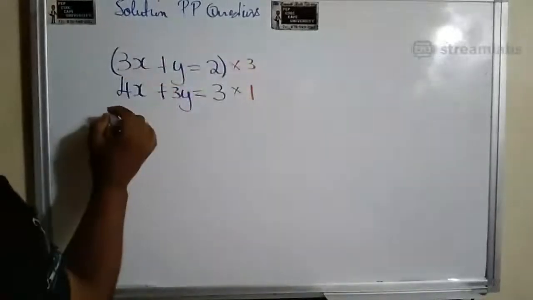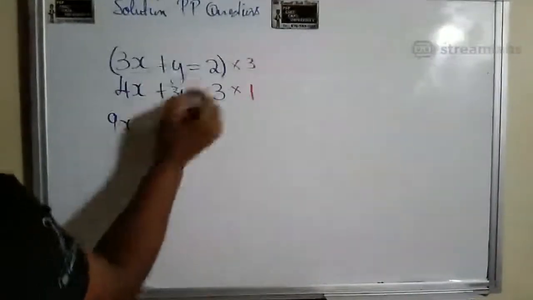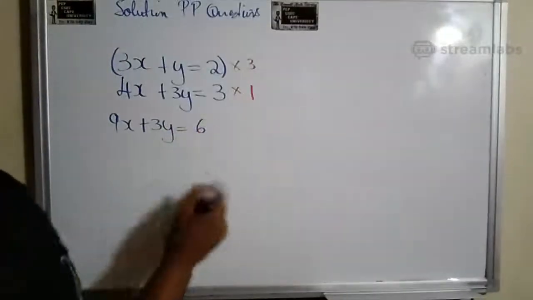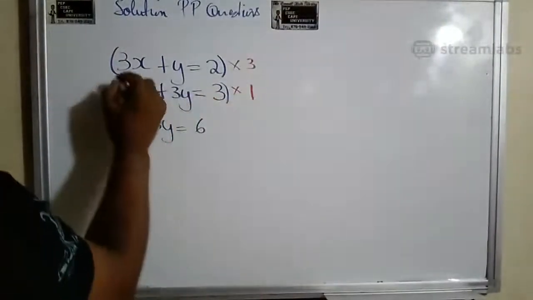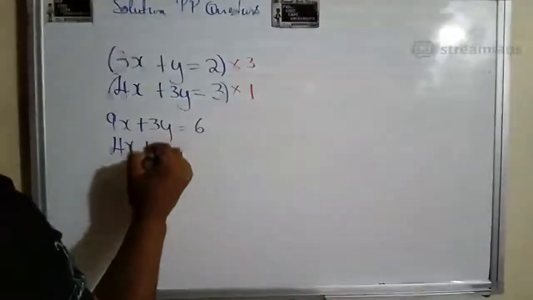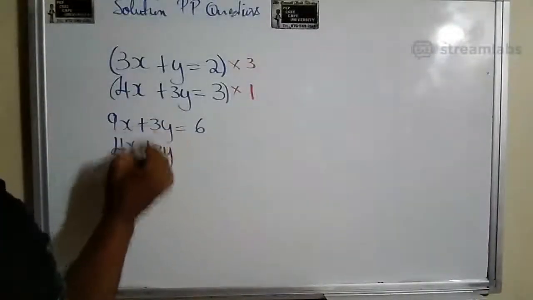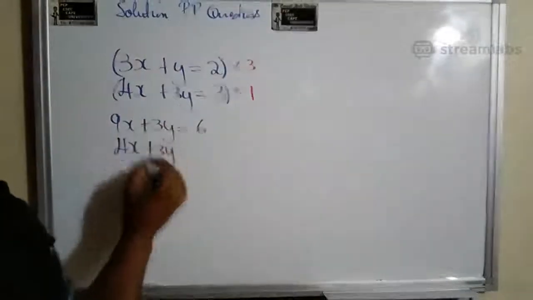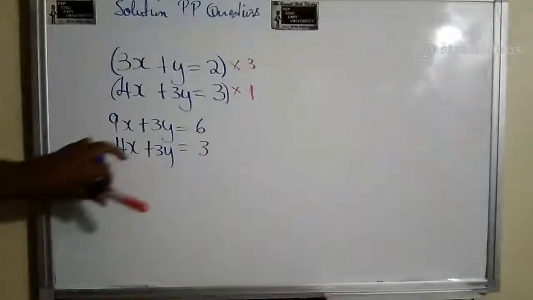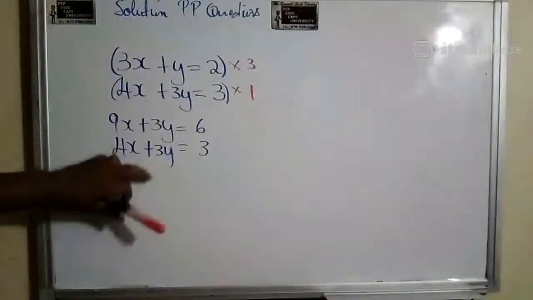So 3 times 3 is 9x. 3 times y is 3y. And 3 times 2 is 6. 1 times anything will give us anything. 1 times 4x is 4x. 1 times 3y is 3y. And this is why we did all of this: we get both of them to be the same. So now we must put a sign. We have positive 3y and positive 3y.